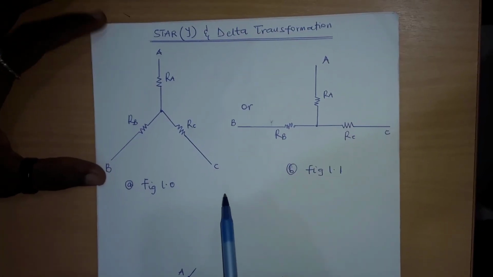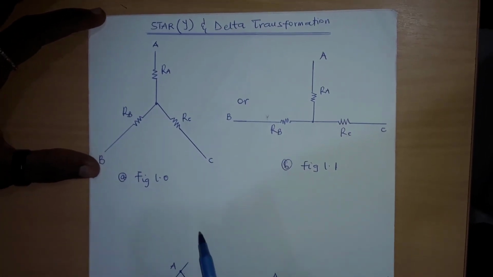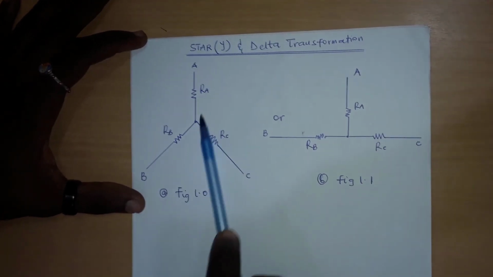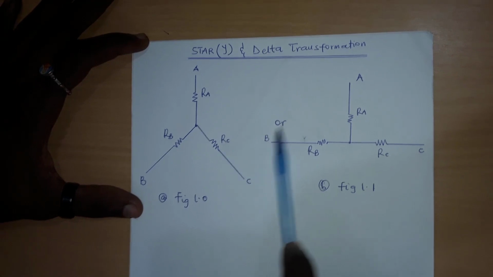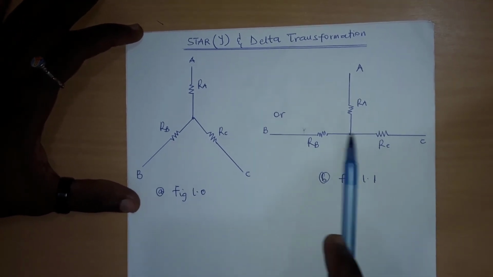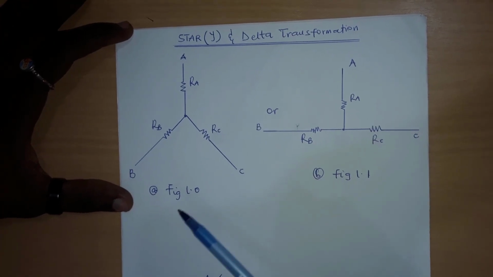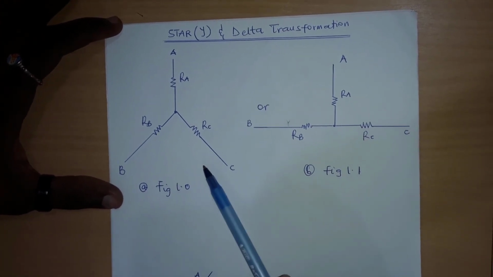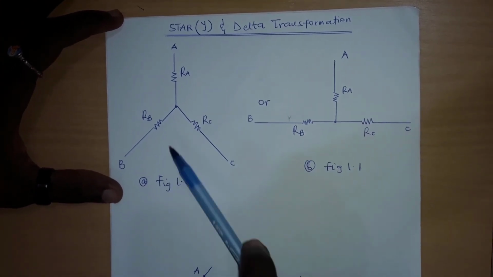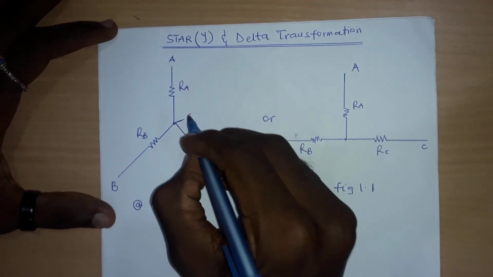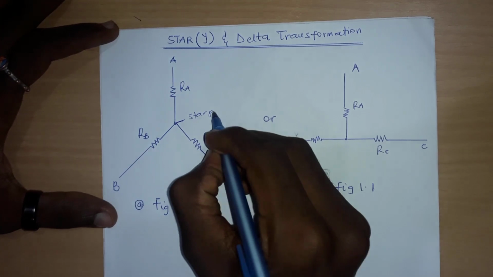So then how do we identify a star or a Y connection? This is a Y or a star connection. So how do we identify that? In a star connection, one end of each resistor is connected at a point. That is the star point. This point here is the star point. Here is the star point.